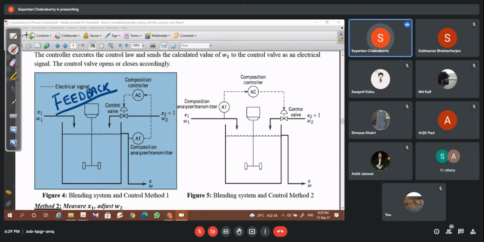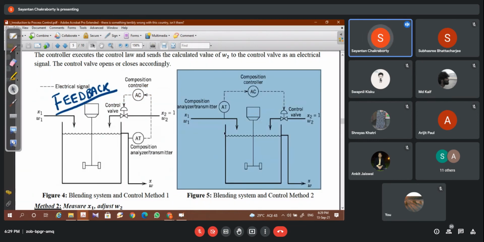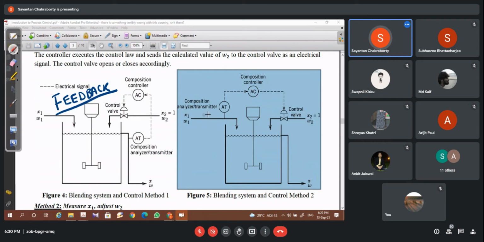So this is the first method where you are measuring the actual controlled output, and based on that you are generating the control action and manipulating the manipulated variable W2. Now next scenario, what we'll do, we'll measure x1.